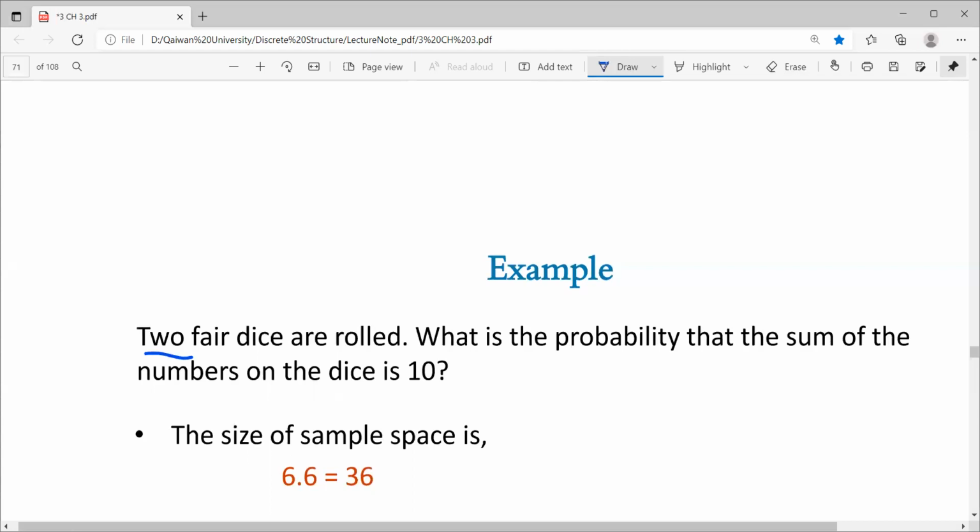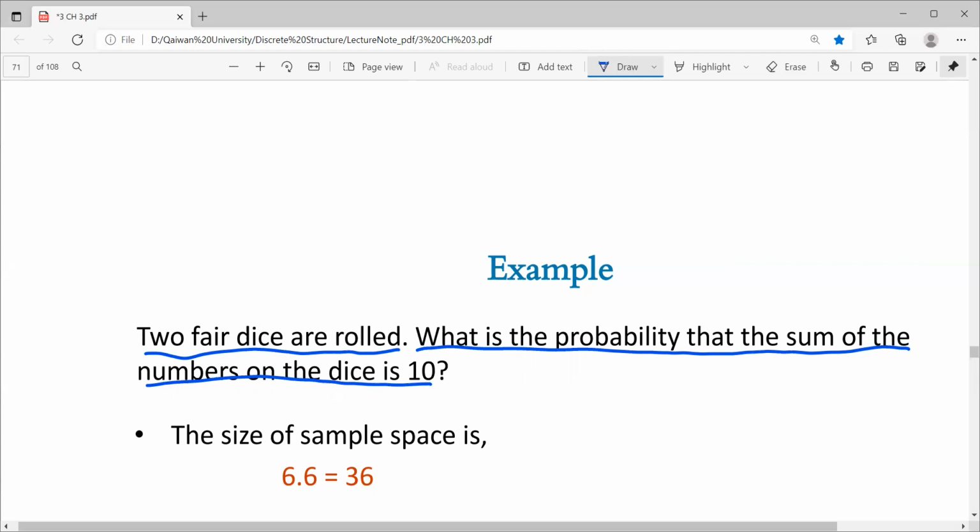It says 2 fair dice are rolled. What's the probability that the sum of the numbers of dice is 10? How about this one? How many possible outcomes in rolling 2 dice we have if the sum of them is 10? How many? Yes. Which ones? 4 to 7.